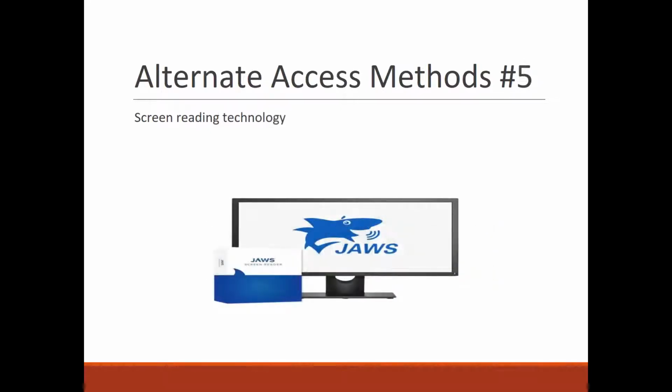And then finally, JAWS, which stands for Job Access with Speech. JAWS is traditionally a screen reader. It's a software solution for individuals who are blind or low vision, and they need to access a computer environment, the internet and documents. They'll be able to use the screen reading technology to interact. And this would be keyboard only.